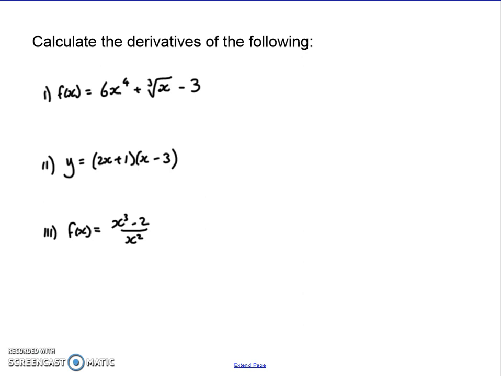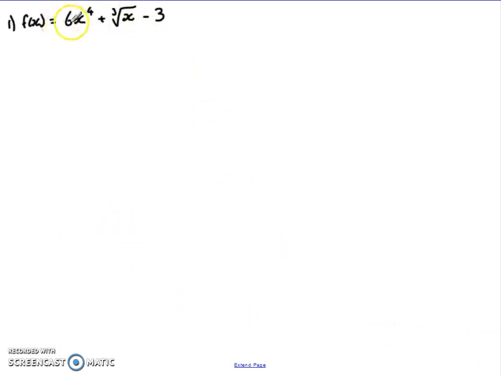So the first one was f of x equals 6x to the 4 plus cube root of x minus 3. Second one was y equals 2x plus 1 times x minus 3, in brackets on their own. And the third one was f of x equals x cubed minus 2, all over x squared. So let's have a ping at these. First one, f of x equals 6x to the 4 plus cube root of x minus 3.